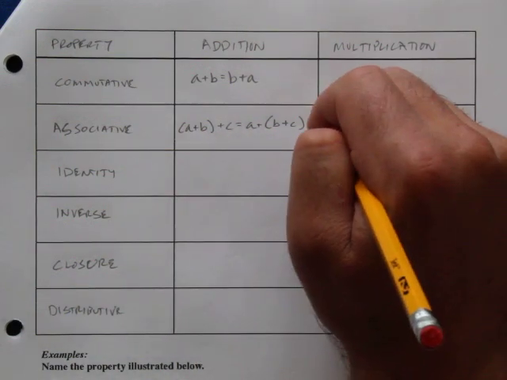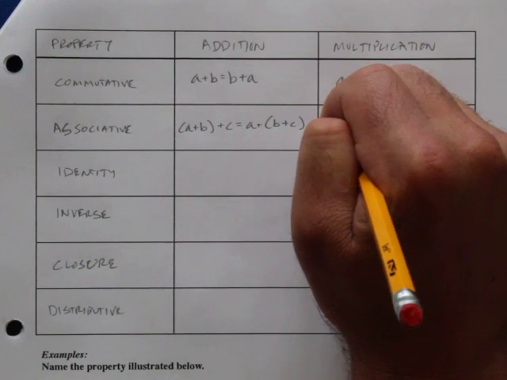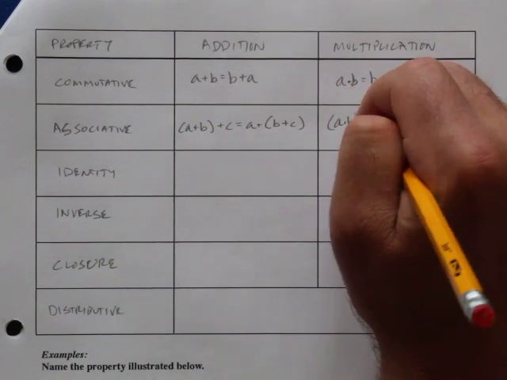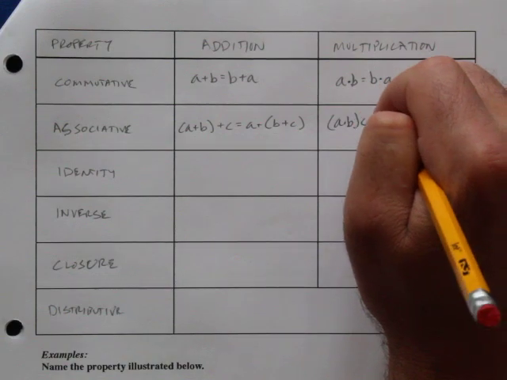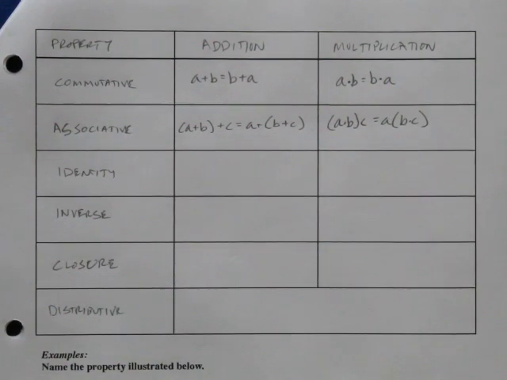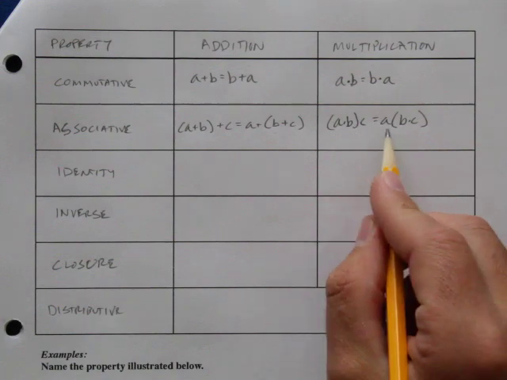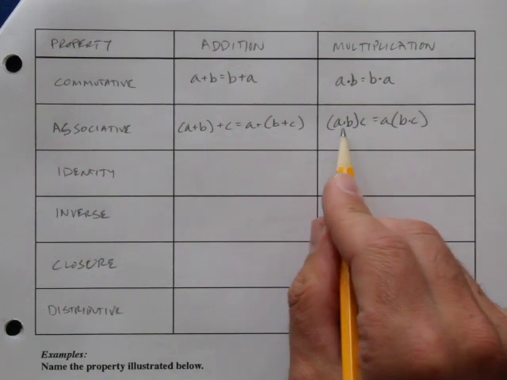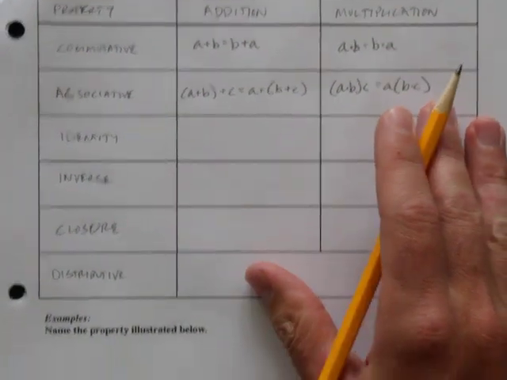Same thing with multiplication, same idea. (A × B) × C = A × (B × C). Doesn't make a difference where I put the parentheses as long as they're all the same values and I'm only multiplying here. If I was adding something, then we'd have a different situation, but we're all multiplying, it's all good.